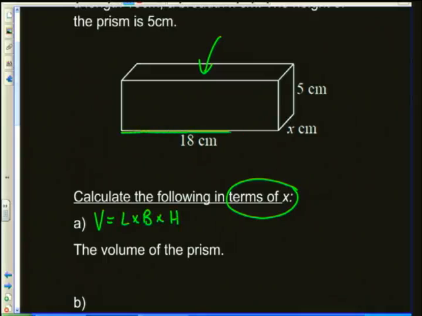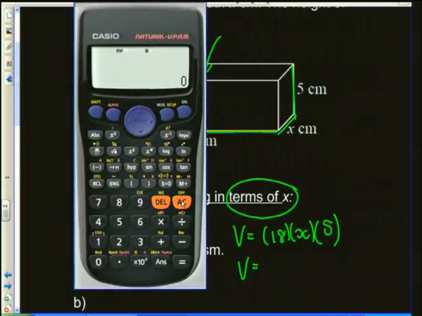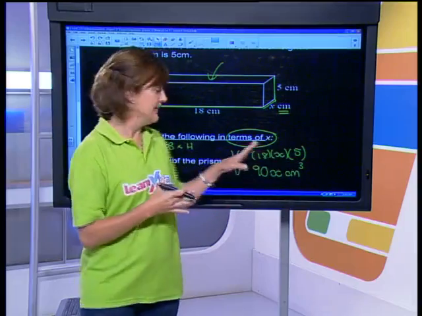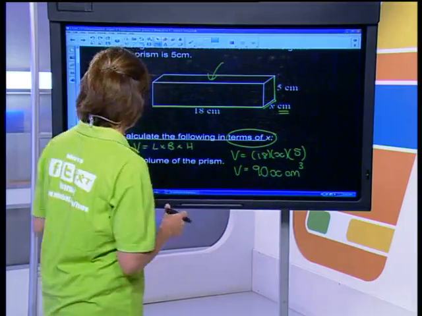So what have I got? I've got length times breadth, so my volume is going to be equal to 18 times my breadth of x times my height of 5. If I multiply those together, 18 times 5, we get 90, so therefore 90x. My units are centimeters, so this is important: centimeters cubed, because every time you're working with volume, it's cubed, whatever your units are. Okay, so there we go. I hope you got that part right. That wasn't too difficult.